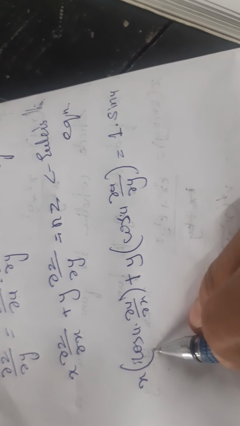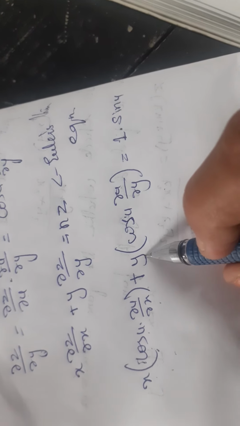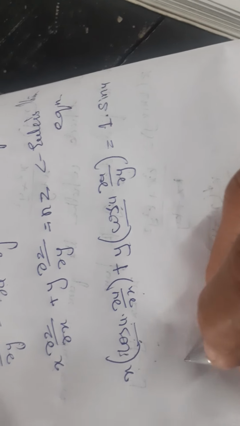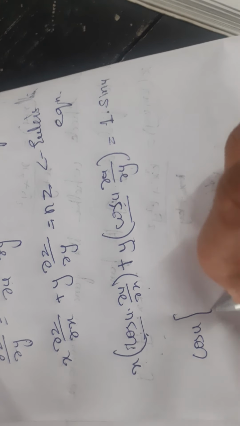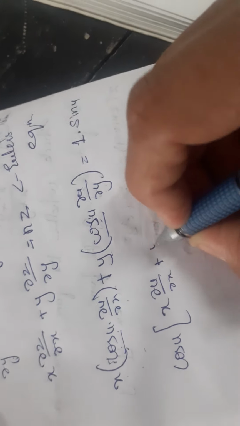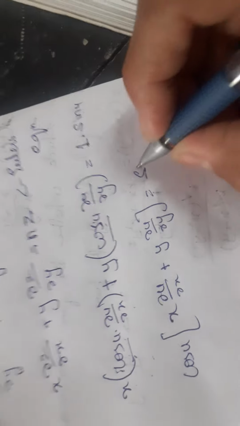Okay, sin u. So what is there in our equation? x cos u dou u by dou x plus y cos u dou u by dou y. So what is the common term we are having here? Cos u. So I am taking cos u common. What is the leftover? x dou u by dou x plus y dou u by dou y is equal to sin u.